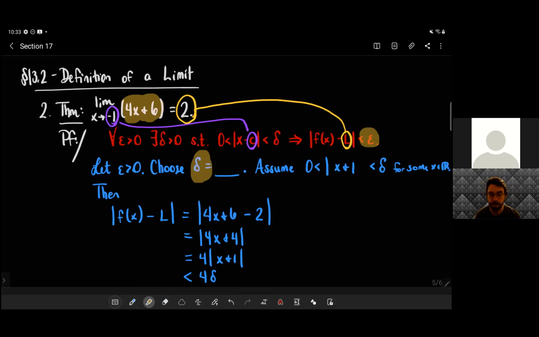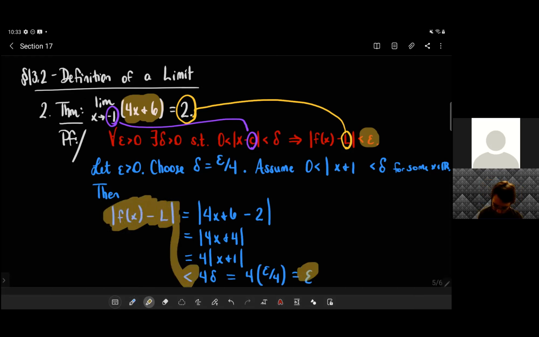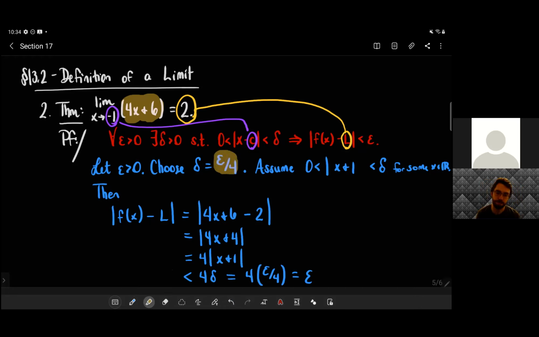I could make delta a really smart choice. Maybe you think, ooh, if I pick delta to be epsilon over 4, then this would be 4 times delta, that's 4 times epsilon over 4. The 4's cancel, I get epsilon. Ta-da. Right? f of x minus L less than epsilon. Exactly what we wanted. And that's how it goes, right? We didn't know delta until we got to the end and deduced this is the value we needed for delta. We needed it to be 1/4 of whatever epsilon was.